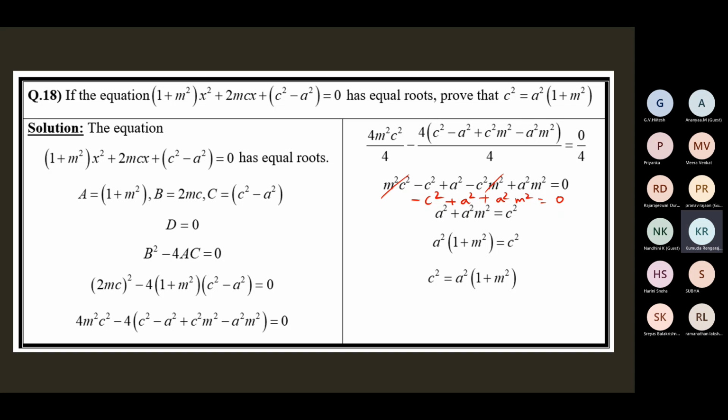Any questions, children? All right. You can just write "hence proved" here, hence proved.